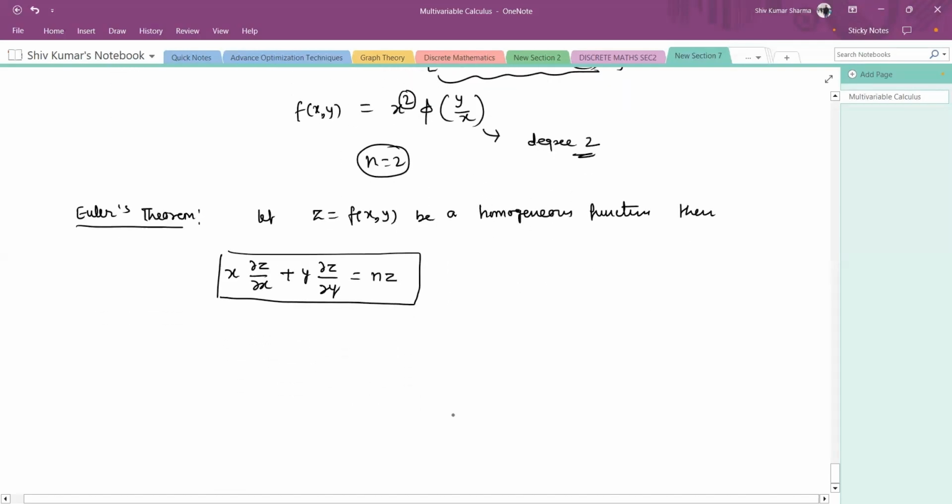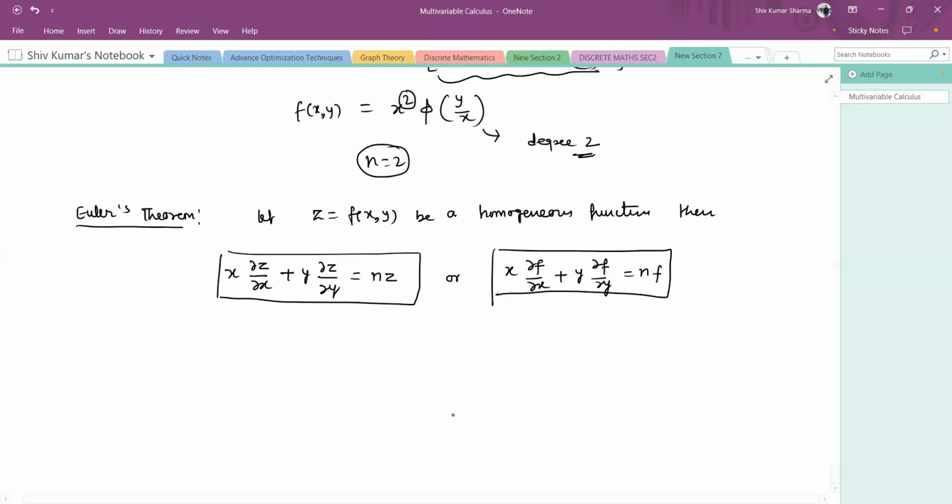Two variables means x and y work as independent variables. Another form we can write is x del f upon del x plus y del f upon del y is equal to nf.